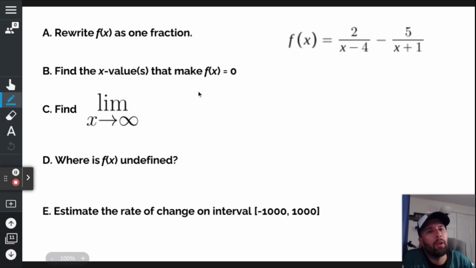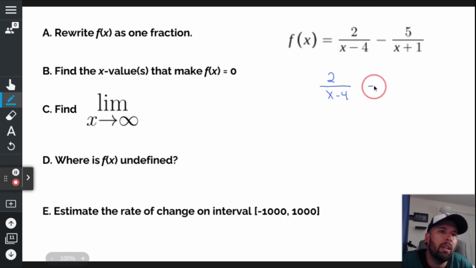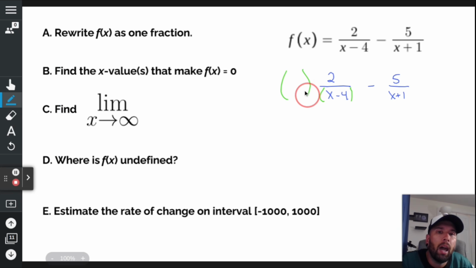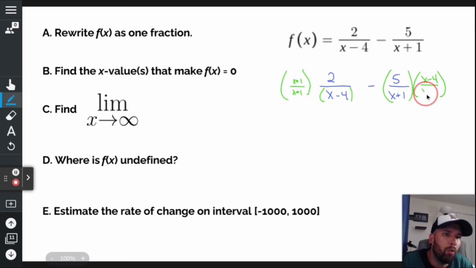Rewrite f of x as one fraction. Ooh, I hate these. So what we're going to do in order to rewrite it as one fraction is, let me rewrite the first fraction, give myself some space. I need a greatest common denominator. Nothing in common. So I just need to multiply this guy by x plus 1 over x plus 1. And I need to multiply this guy by x minus 4 over x minus 4. I'm going to keep the bottom factored. So x plus 1, x minus 4.